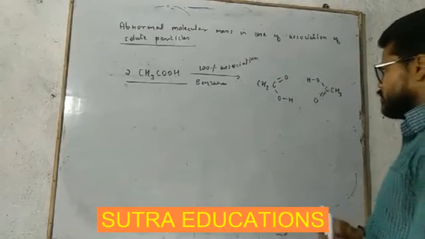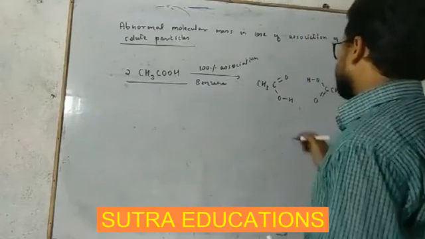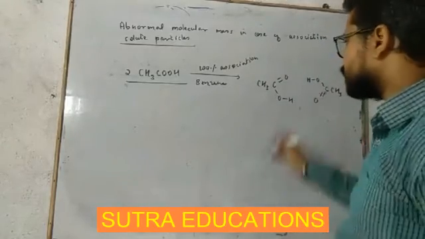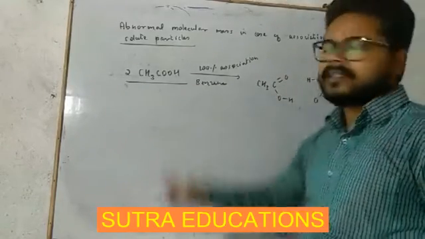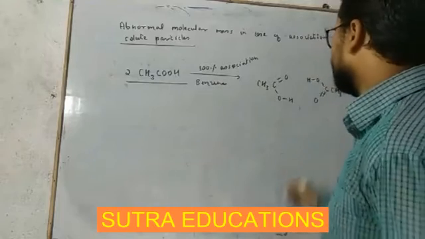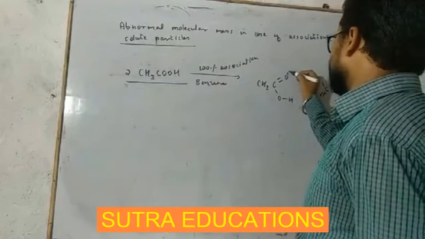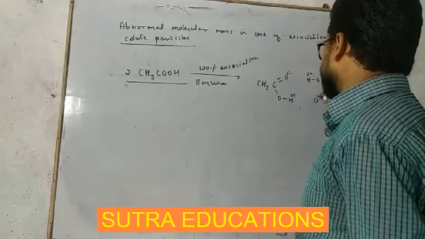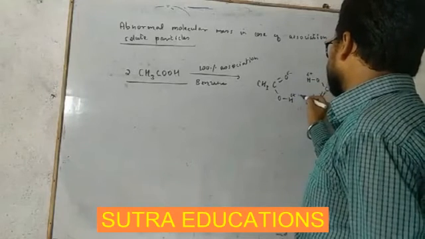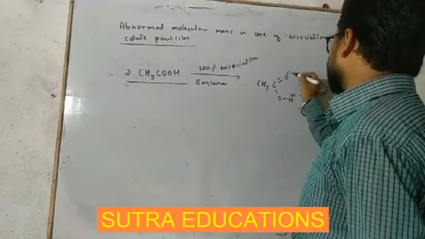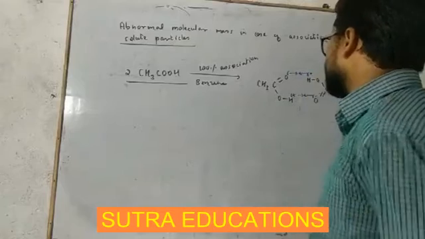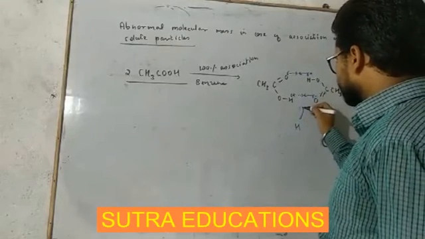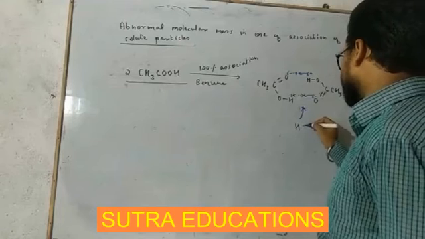Why will this get dimerized? Because there exists hydrogen bonding between 2 molecules of CH3COOH, in this way. Here it is partial negative, here it is partial positive, here it is partial positive, here it is partial negative. So a force of attraction will exist here, and it will result in hydrogen bonding.